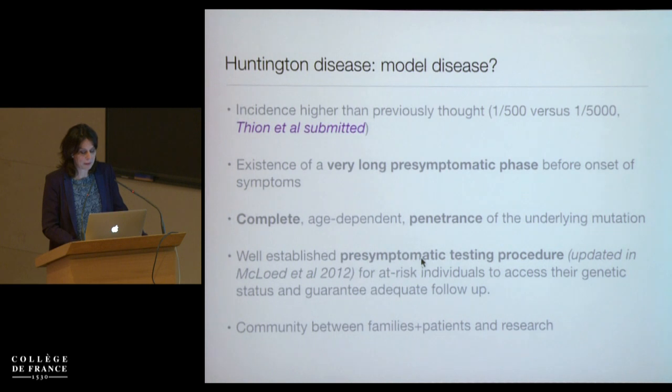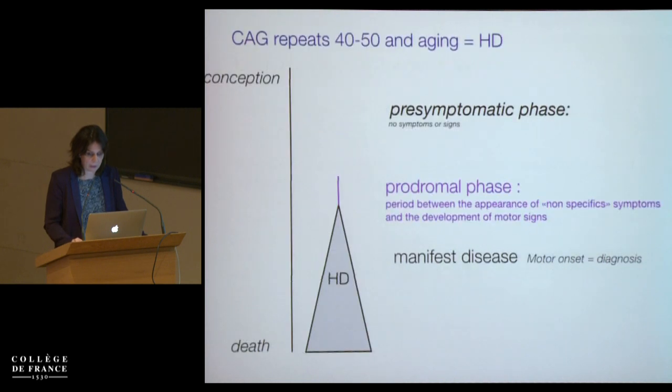And perhaps more importantly for me, because this allows us to approach these people, there has been for a long time, since 92 or even before the 90s, a very well-established pre-symptomatic testing procedure, which allows people to ask for their genetic test and to know, even 20, 40, 50 years before they have onset, about their risk to develop the disease later on.